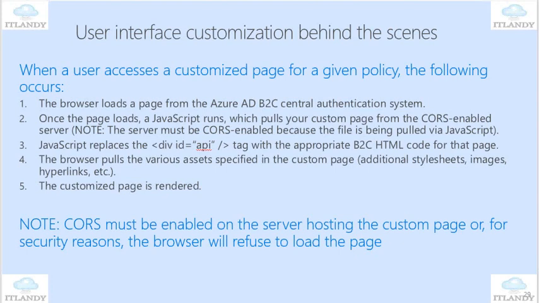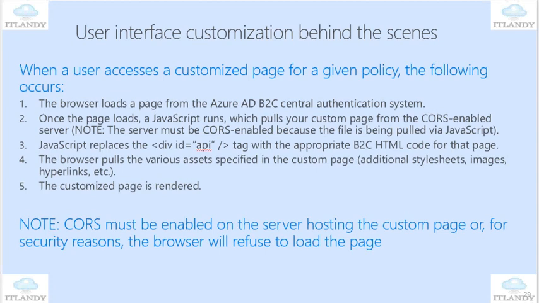Next, the user interface customization behind the scenes. When a user accesses a customized page for a given policy, the following will occur. The browser loads a page from the Azure AD B2C central authentication system. Once the page loads, JavaScript runs, which pulls your custom page from the CORS enabled server. Note, the server must be CORS enabled, otherwise you get 403. JavaScript replaces the div id equal API tag with the B2C HTML code page.